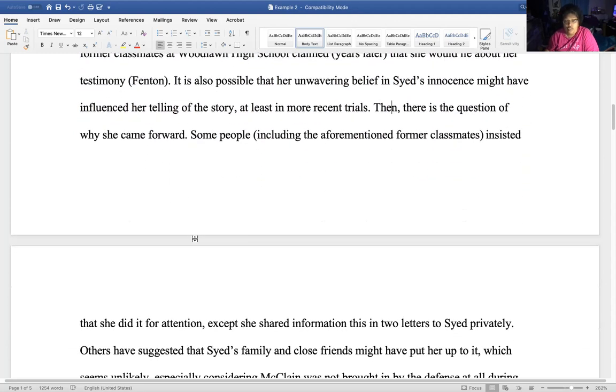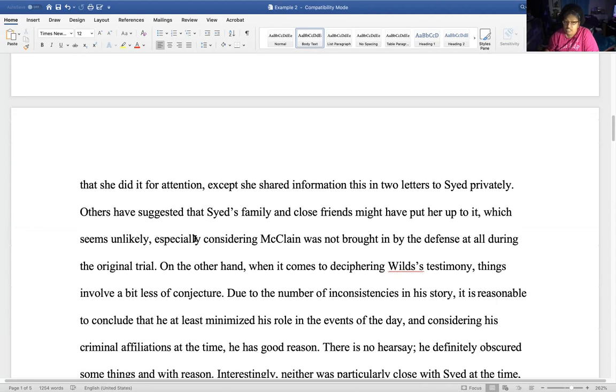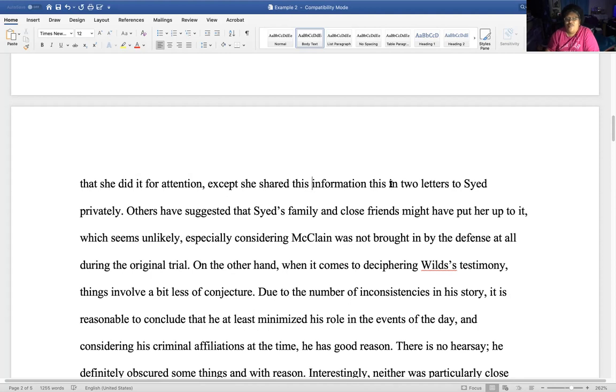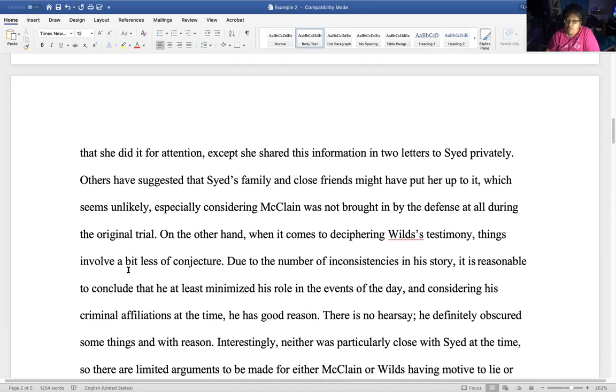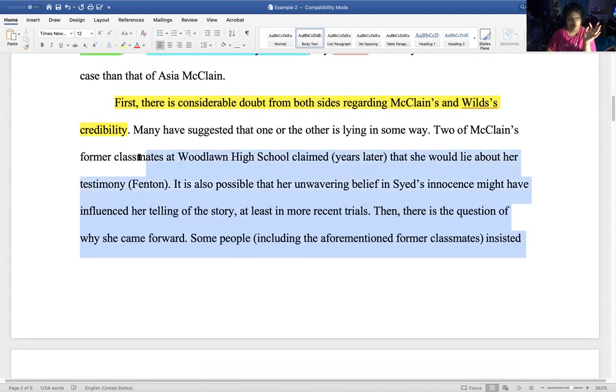"Some people, including the aforementioned former classmates, insisted that she did it for attention, except she shared this information in two letters privately." See how I'm saying it like this? I'm fixing it because it bothers me. See how there are little things, right? "Privately, others have suggested that Syed's family and close friends might have put her up to it, which seems unlikely, especially considering McLean," and so on. Okay, so all of this is about McLean, right?